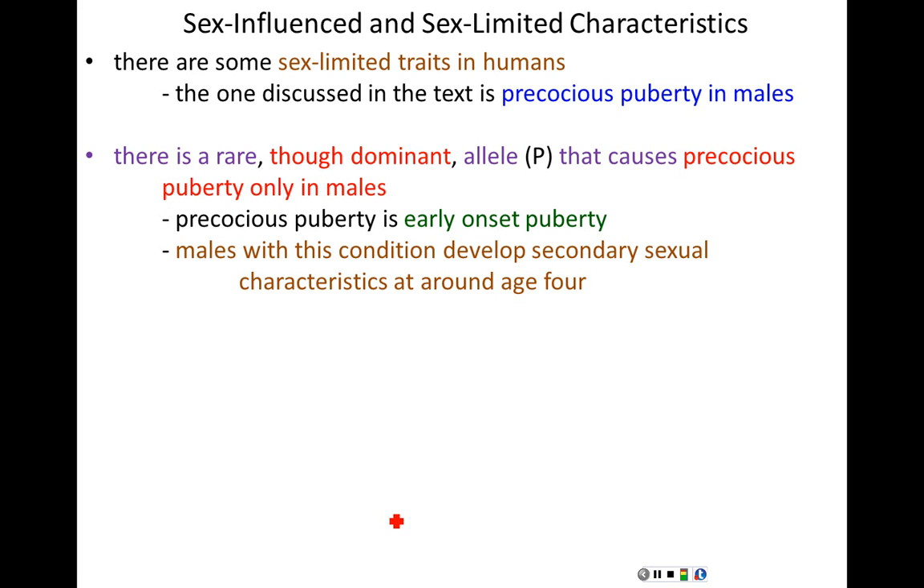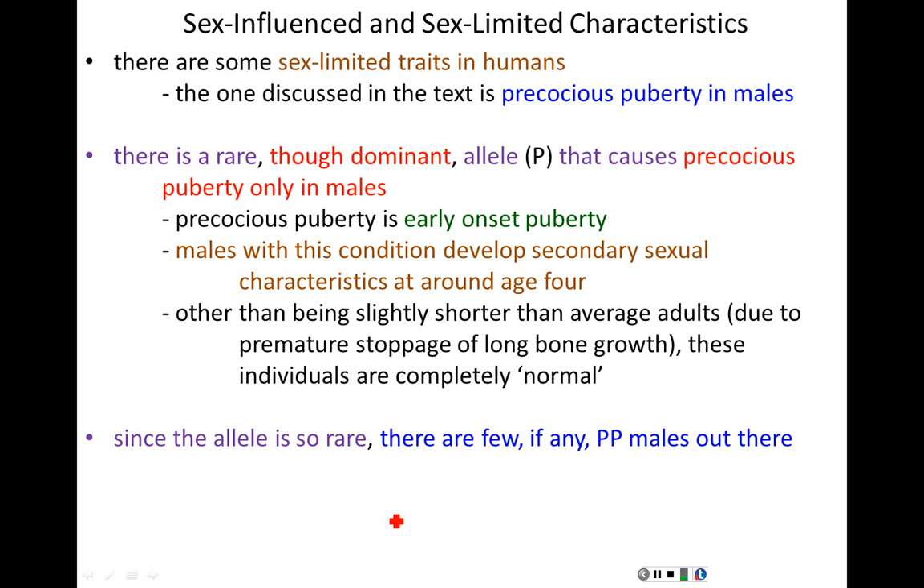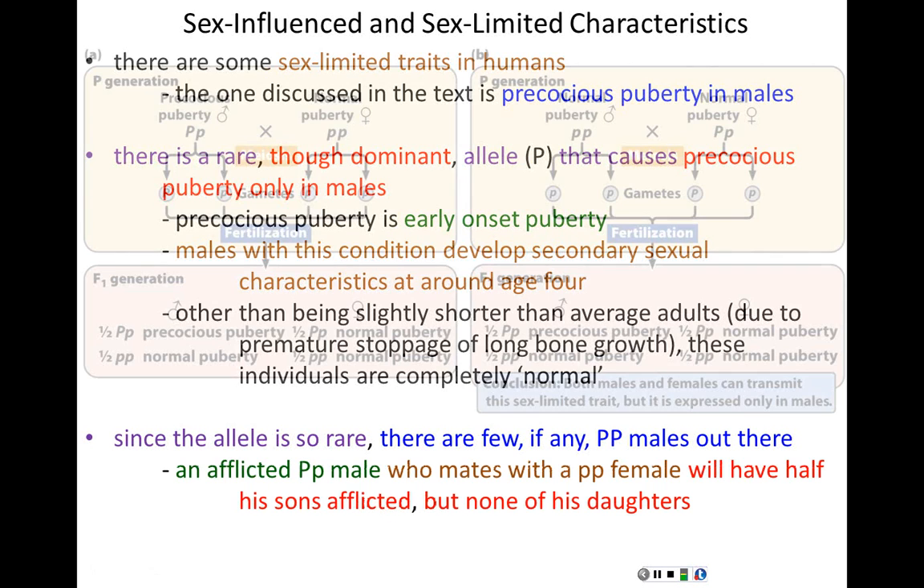Now, that seems to be the only manifestation of this condition. Other than that early onset of puberty, these individuals grow up to be completely normal. They're usually a little bit shorter than average height due to the premature stoppage of the growth of their long bones. But other than that, there's no other manifestation of this. But the allele is rare. Since the allele is rare, it's very, very uncommon to find a homozygous dominant individual. Most males that have this are heterozygotes.